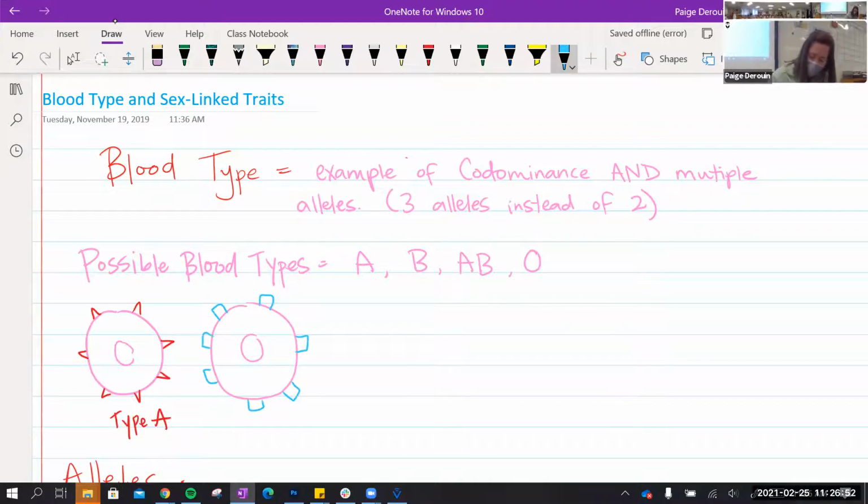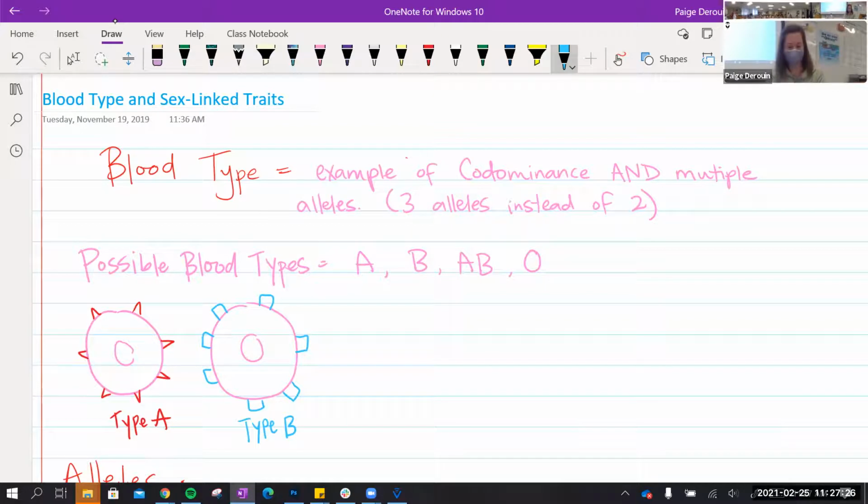Now, your immune system is really good at noticing things that are not supposed to be in your body. So if you're type A and someone gives you a donation of blood that's type B, your immune system is going to be like, whoa, this isn't supposed to be here. It's an infection. We should kill these cells, which is called shock when that happens. And it's really bad and it can kill you. So you need to receive the right blood type for your body.